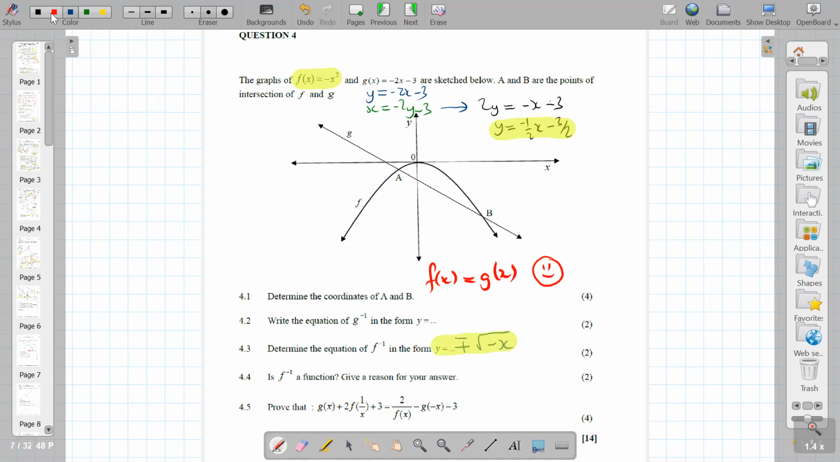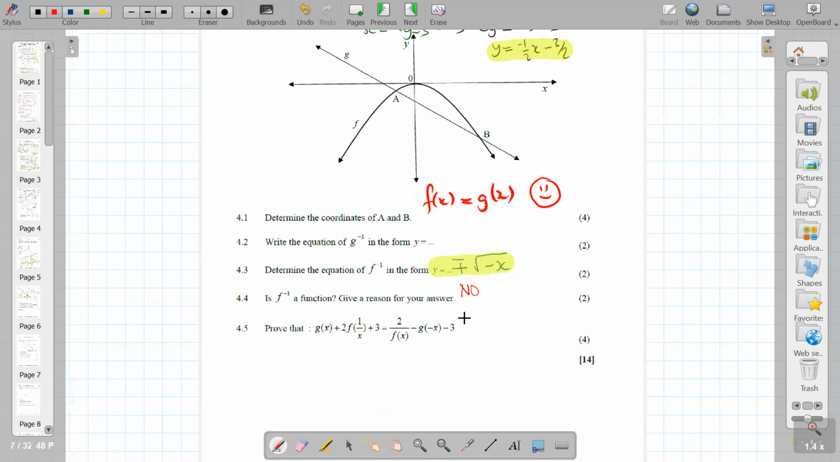So in question 4.4, you say no. And what is the reason for this no? You can say vertical line test fails. What's the vertical line test, by the way? Whenever you draw a vertical line that touches twice, which we don't want.